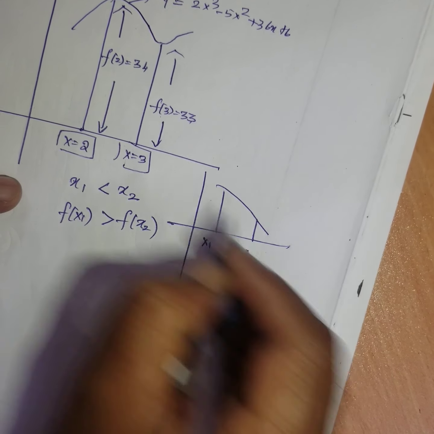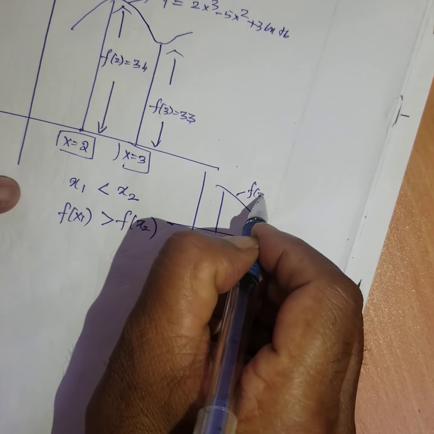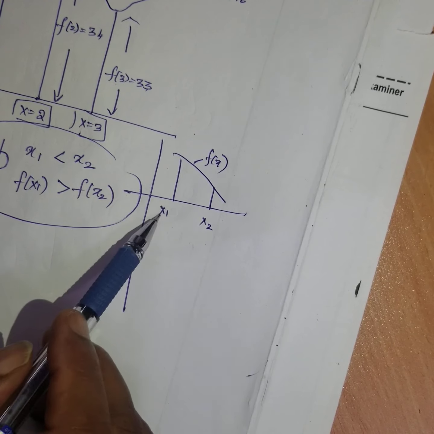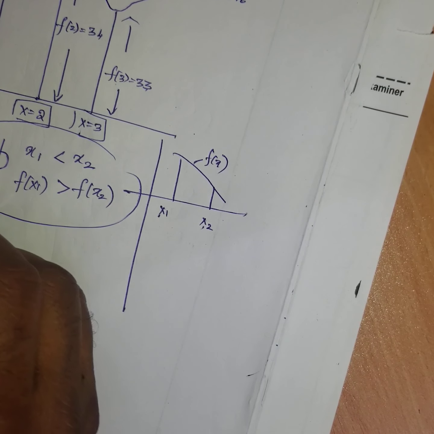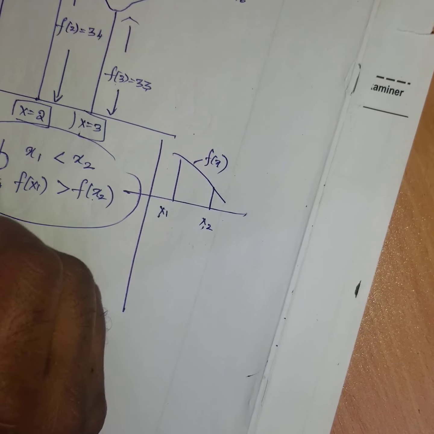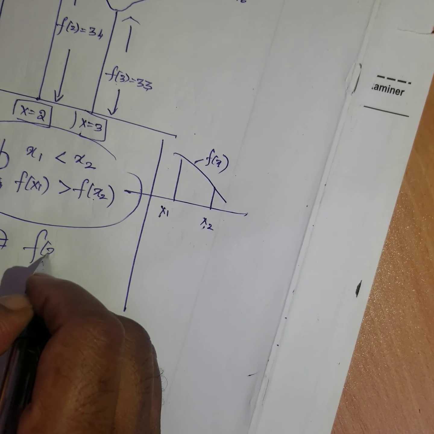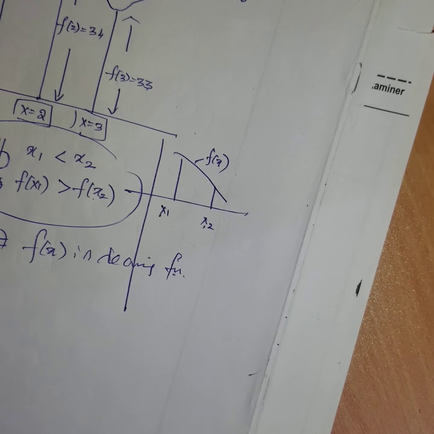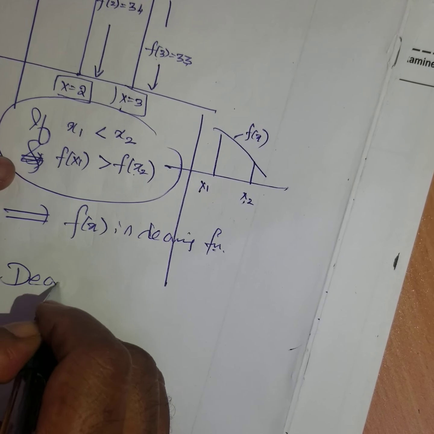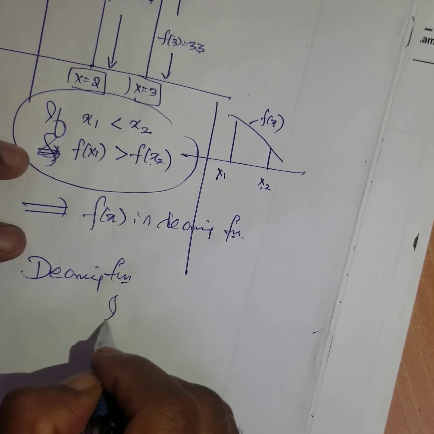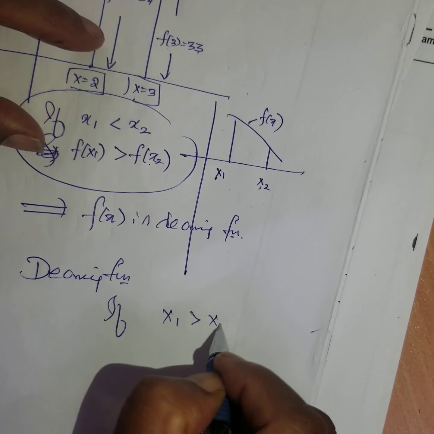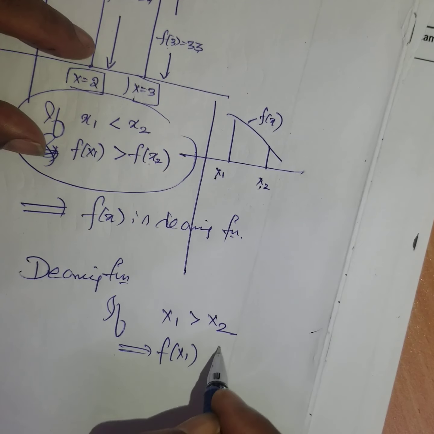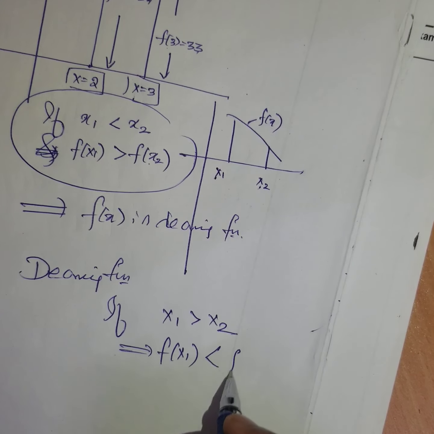x1 and x2 are in the function. This is function of x. If x1 is less than x2 implies this, that implies what? Function of x is decreasing. Decreasing function. What is a decreasing function? A decreasing function is what? If x1 is greater than x2 implies f of x1 is less than f of x2.